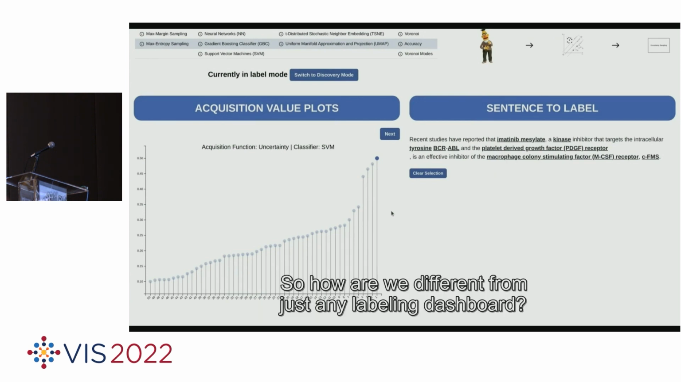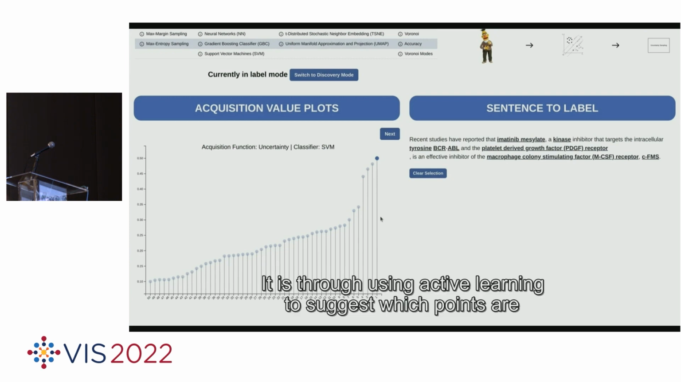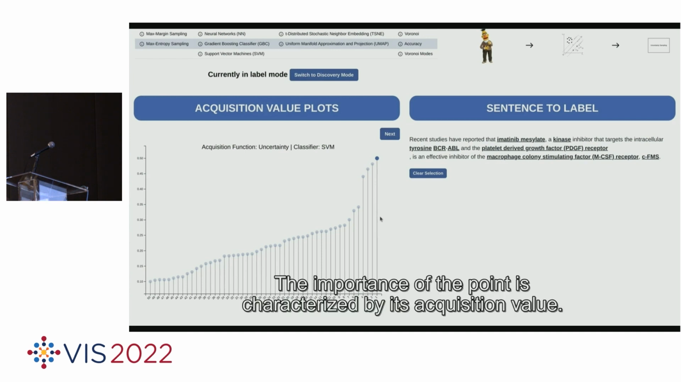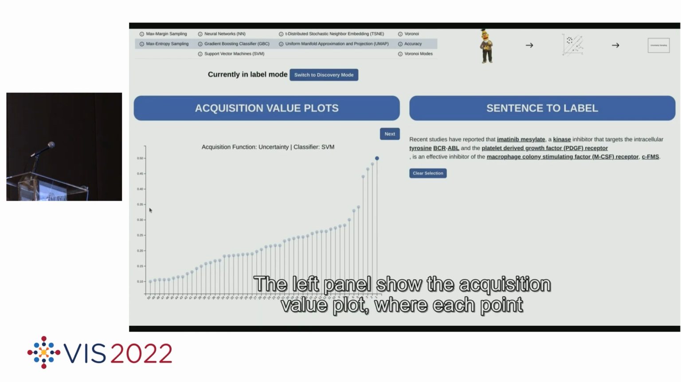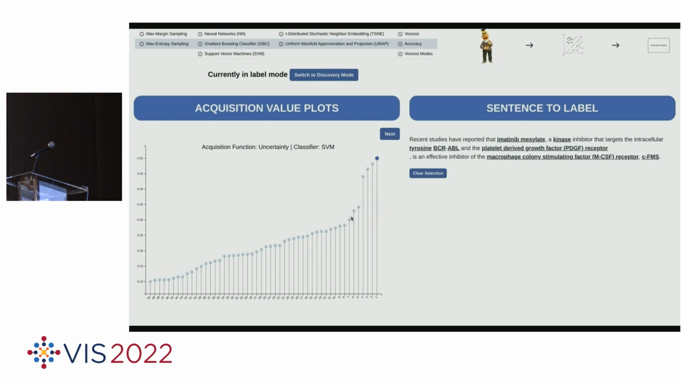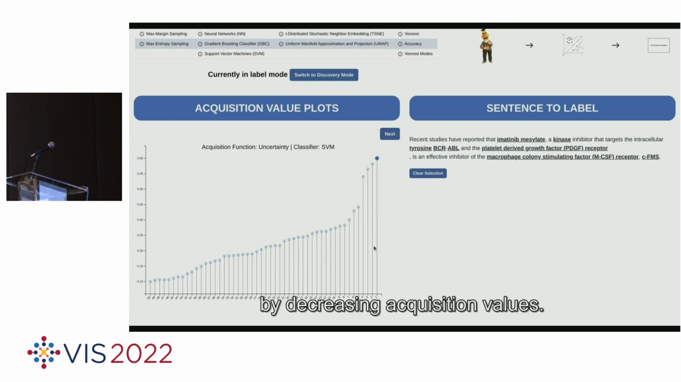So how are we different from just any labeling dashboard? It is through using active learning to suggest which points are the most important for the machine learning model to learn from. The importance of the point is characterized by its acquisition value. The left panel shows the acquisition value plot, where each point corresponds to an entity pair in the sentence in the dataset. The points are sorted by importance from right to left by decreasing acquisition value.